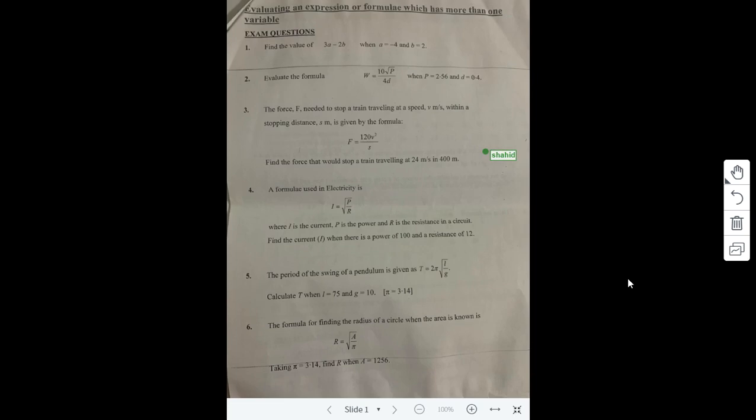Okay. Yeah, so basically how I've written it is 3a minus 2b equals, I'm just going to write over this. So 3, then I wrote 3 times. Do I write this in brackets, or do I just write minus 4 and then minus 2 times 2?